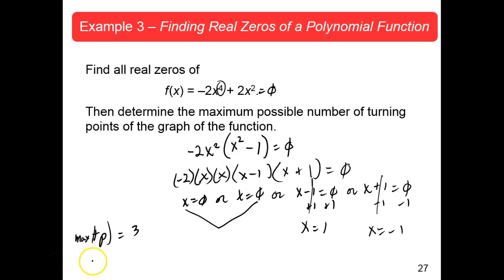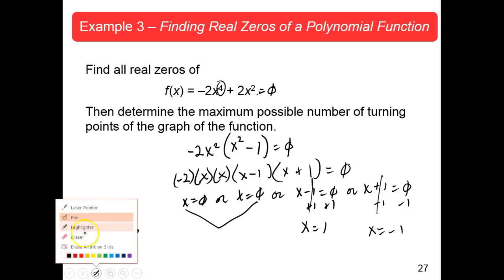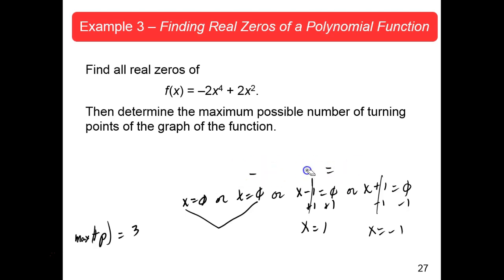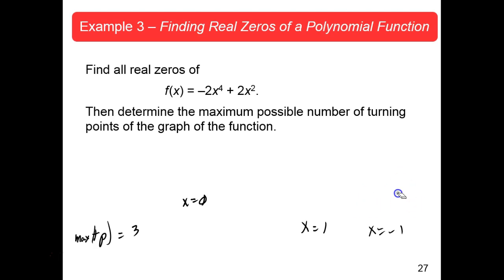So, let's erase as much as I can, but I want to keep my zeros. Okay? And we want to keep the turning points. So let's erase that. It's all good stuff, but this is so we will be able to see our graphs better. Those are our three zeros. Remembering that x equals zero is a double zero.